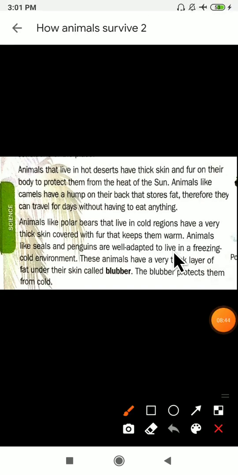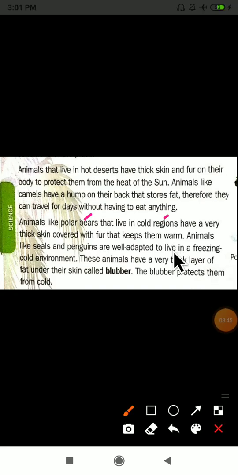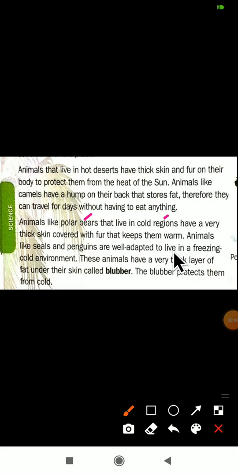Animals like polar bears that live in cold regions have very thick skin covered with fur that keeps them warm. See, dear students, animals like the polar bear. Yes, this polar bear lives in a cold region. So their skin is covered with fur. Why is it covered with fur? To keep them warm.